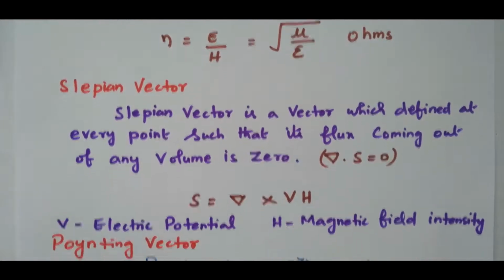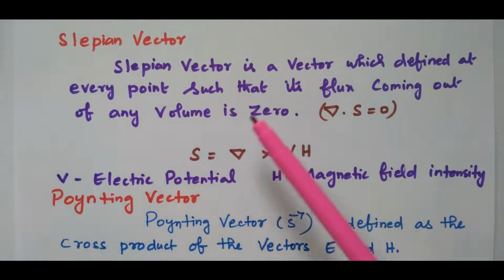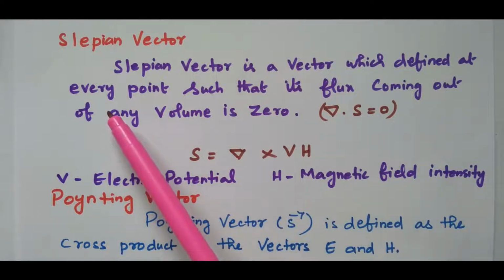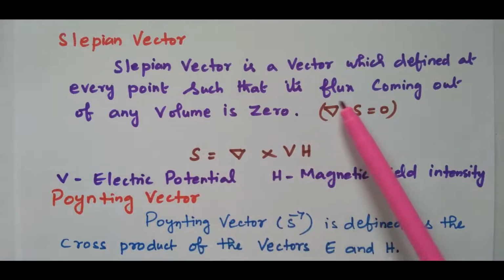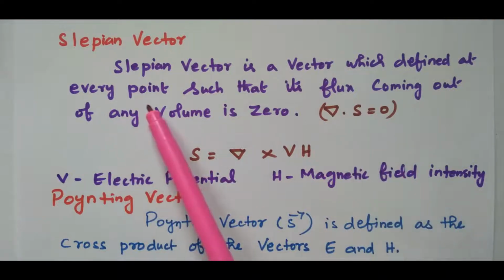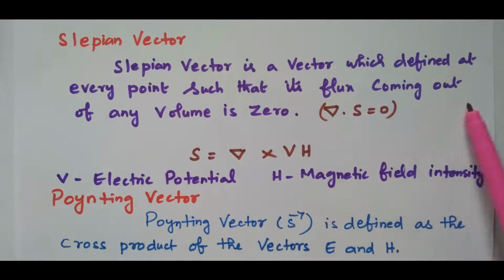Then we'll see the Solenoidal vector. It is a vector which is defined at every point such that its flux crossing out of any volume is 0. It is termed S. So del dot S equals 0. So S can be given as del cross V into H. What is V? V is the electric potential, H is the magnetic field intensity.